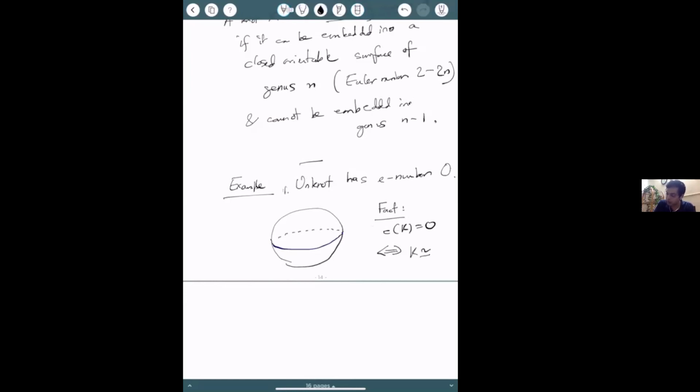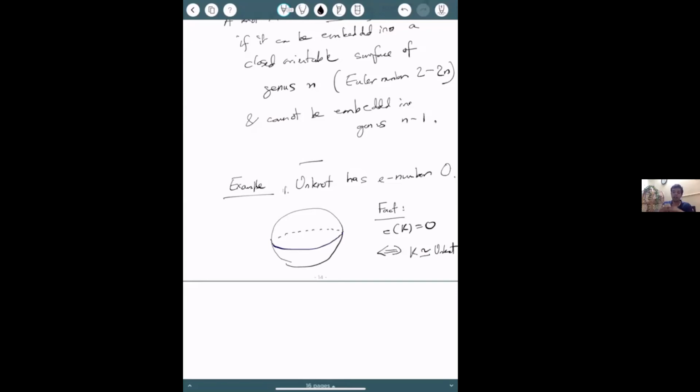Let's say K is the unknot. It turns out this is a theorem in topology: if you embed any curve on a sphere, then it bounds a disk. This is called the Jordan curve theorem.